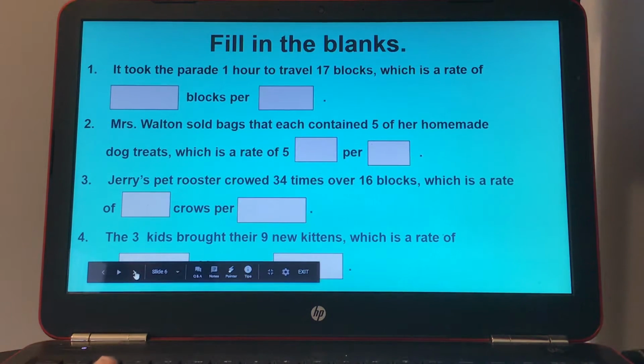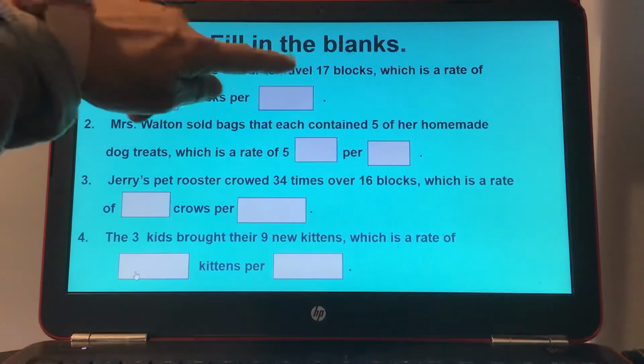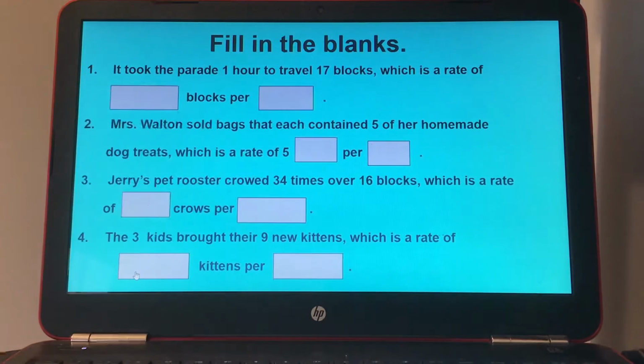Okay, so fill in the blanks. I'll help you with the first one. It took the parade 1 hour to travel 17 blocks, which is a rate of, and then just fill it in, 17 blocks per 1 hour.